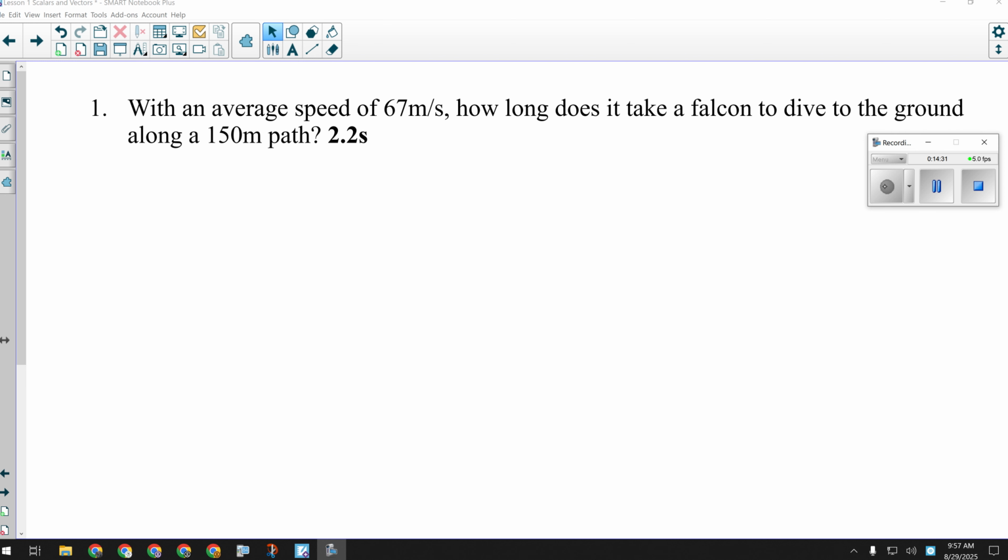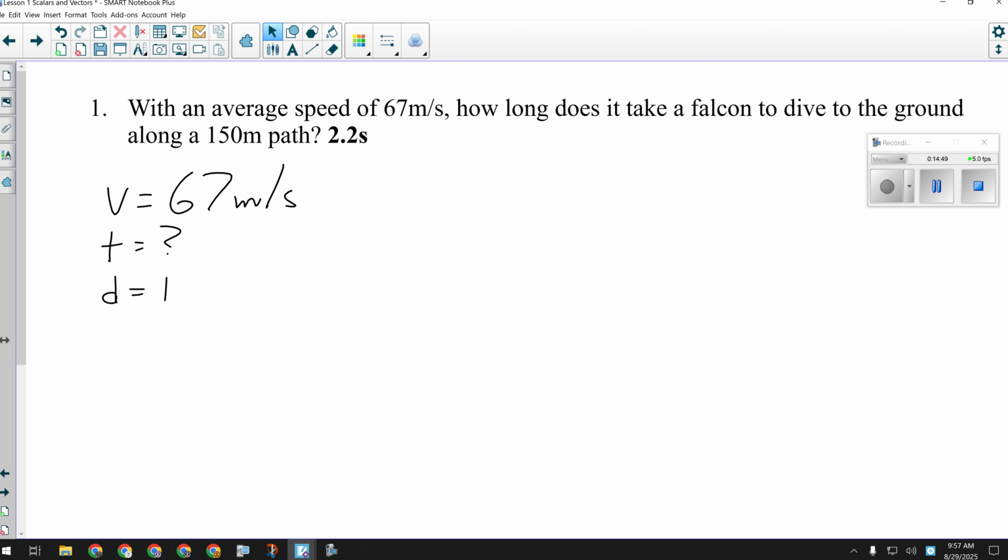So they're telling us the average speed of this Falcon is 67 meters per second. So they're giving me v. And they're wanting to know how long it takes. How long is always time. Along a 150 meter path. Vector or scalar? Do we get any directions? Not specifically. Down would be implied because it is saying dive, but we can't go with things that are not explicitly stated here. So we've got a speed, we've got a distance, we're looking for a time.